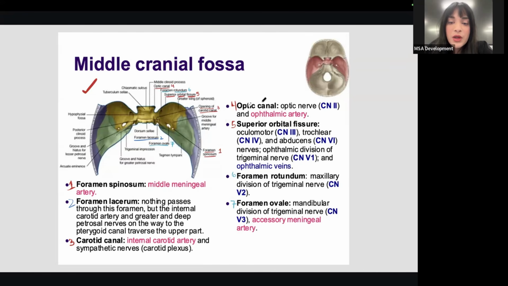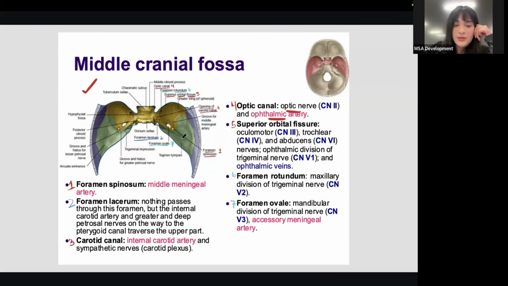Okay. Then we move on to the optic canal. So where is optic canal? This is number four. So you look, where does it go? It goes over here. So this transmits the optic nerve and the ophthalmic artery. And then number five, you have the superior orbital fissure. Okay, this is very important. Oculomotor, cranial nerve number three, trochlear, four, abducens, six, and the ophthalmic division of trigeminal nerve, so CN V1. So that's going to transmit all of those, plus the ophthalmic veins. So all the eye stuff goes through the superior orbital fissure and the optic canal.